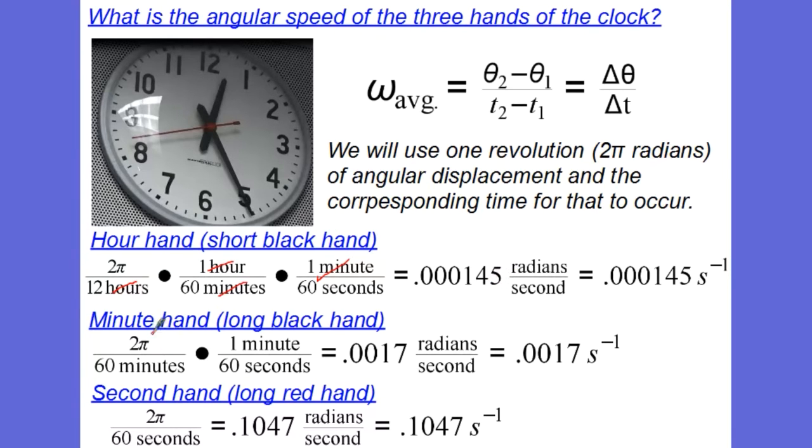For the minute hand, it goes around the circle, 2 pi radians, in 60 minutes. So I only have to use one unit conversion to change the minutes to seconds, and I come up with my new answer for the angular velocity for the minute hand. And for the second hand, all we do is divide the 2 pi radians by the 60 seconds to come up with our answer for the angular velocity of the second hand of the clock.